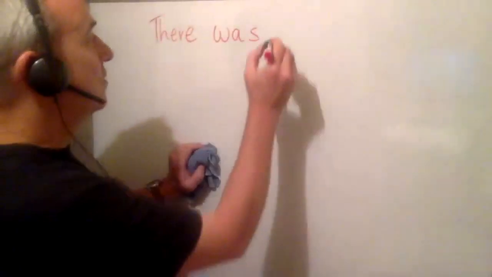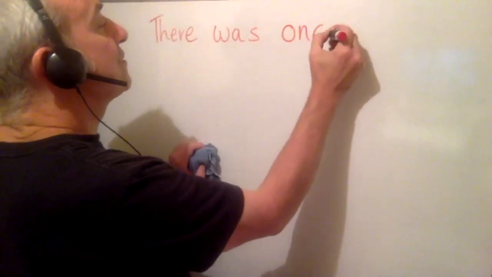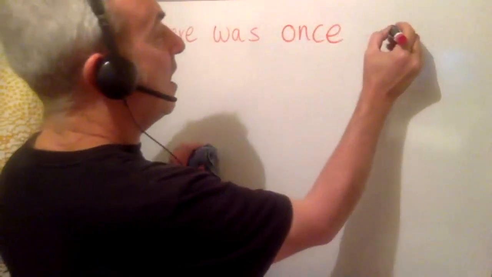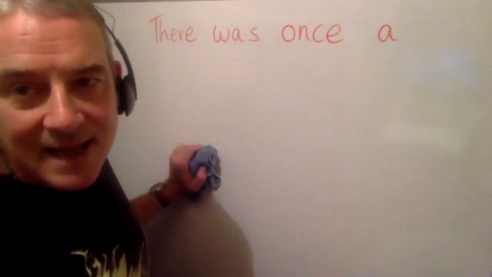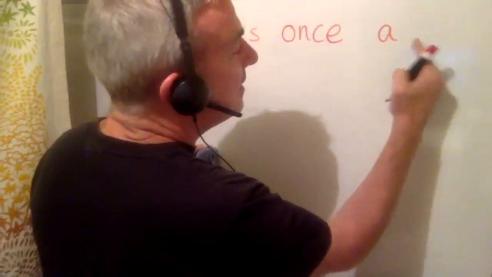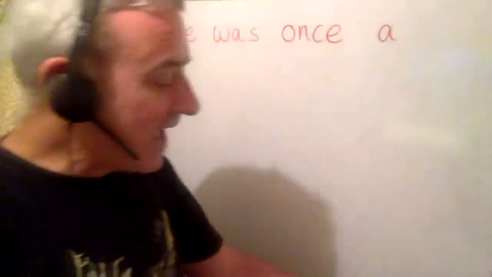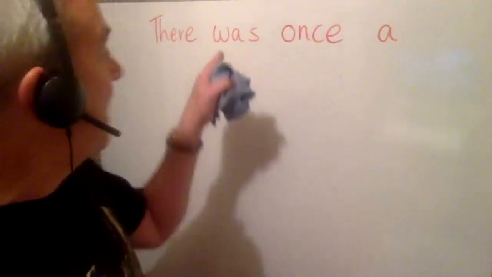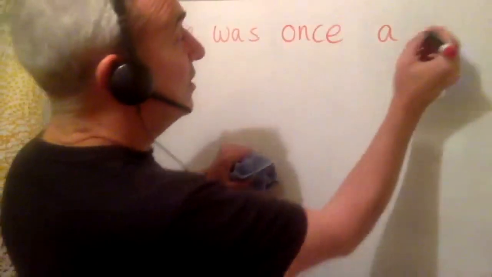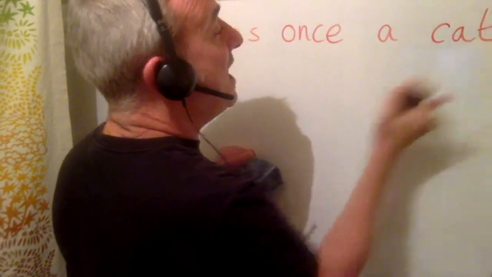Okay. There was. There was once a... Now, what's the next word? Let's have Arwa. Come up, Arwa. Or just tell me what the next word is. There was once a cat. A cat. Okay, great. There was once a cat.